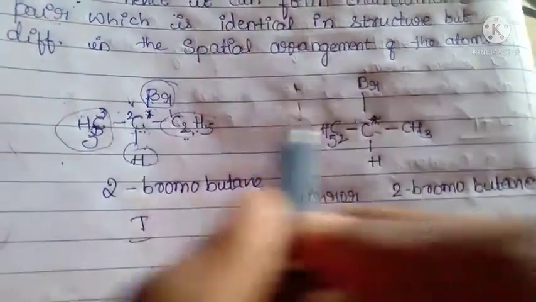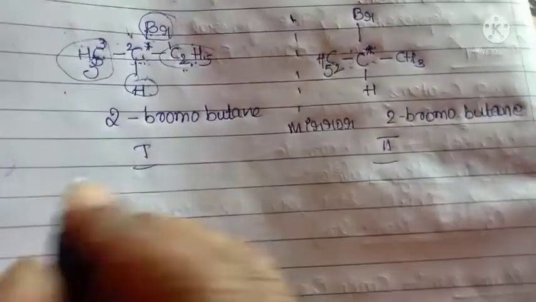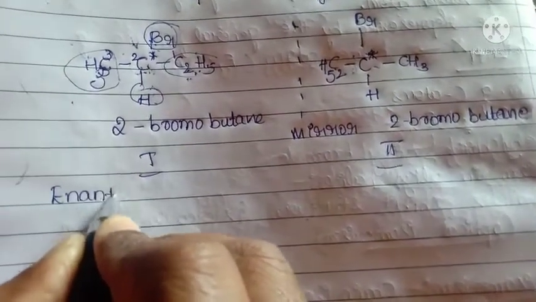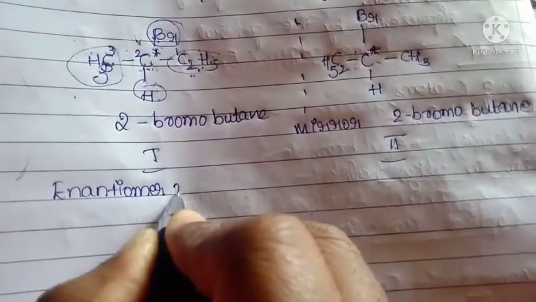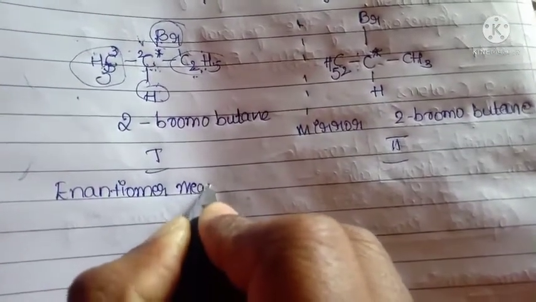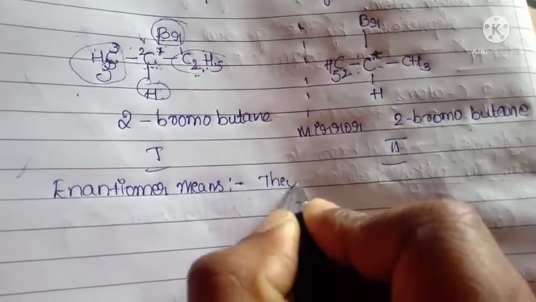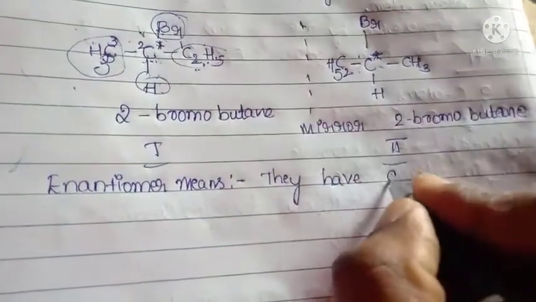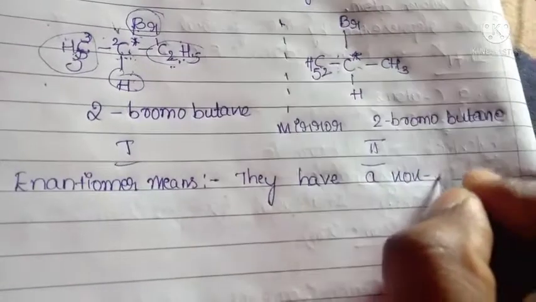Okay, and this is called enantiomers. In that, enantiomer means they have non-superimposable mirror images. Okay, non-superimposable mirror images.